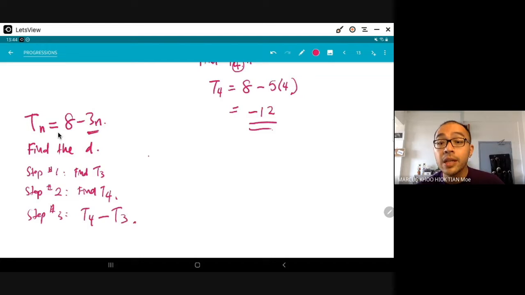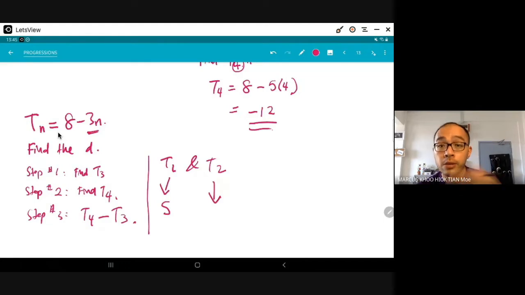Actually, you don't even need to find T4, T3. Sebenarnya kamu boleh buat T1 juga kan? T1 and T2, yeah, T1 is 8 minus 3 times 1. Very good. Okay, so T1 equals to 5. T2 equals to, kamu carilah. And then lepas itu, how do you find the D? Can you find T2 for me, please?